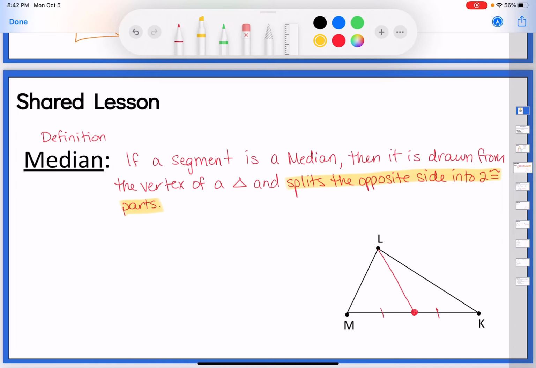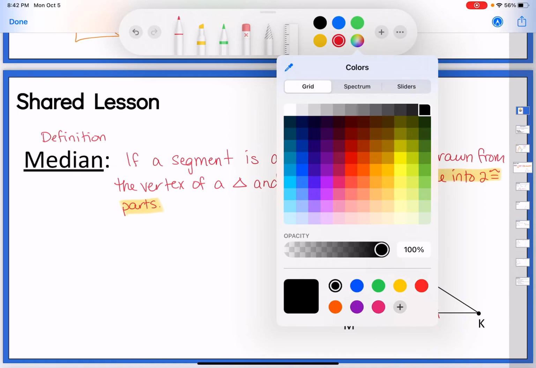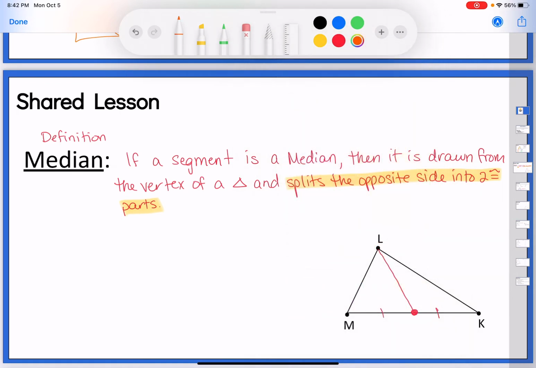However, when we see that this point splits the opposite side into 2 congruent parts, we could also say that that point is the midpoint, right? So we could swap words out here and say if a segment is a median, then it is drawn from the vertex of a triangle to the midpoint of the opposite side.